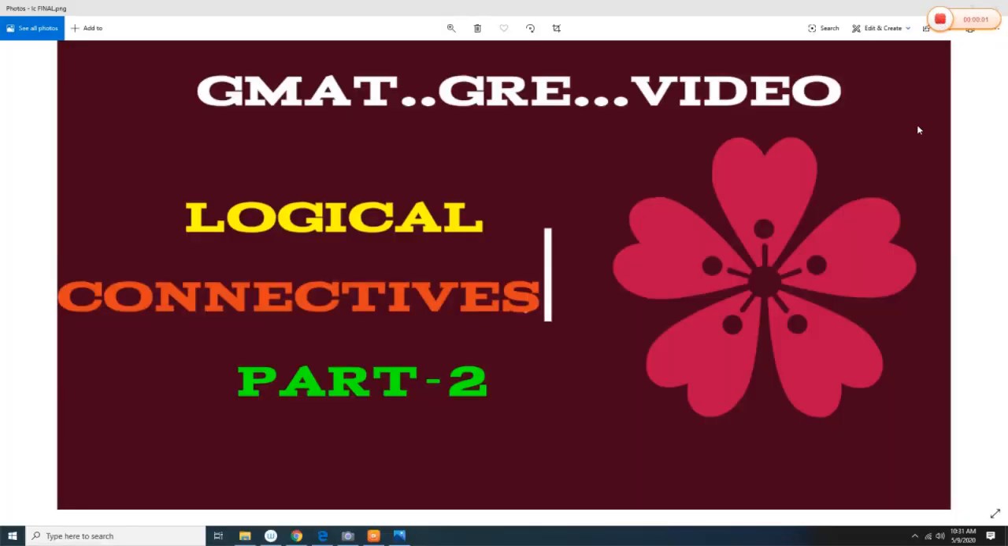Welcome to the logical connectives part number 2. Now in part number 2 we are going to discuss when three sentences are connected with two connectives, and these two connectives are different, not the same. For example, if sentences are connected with OR, or if sentences are connected with AND connectives.